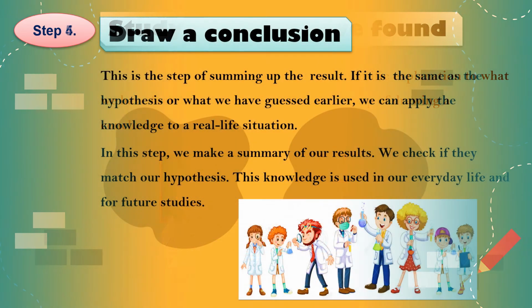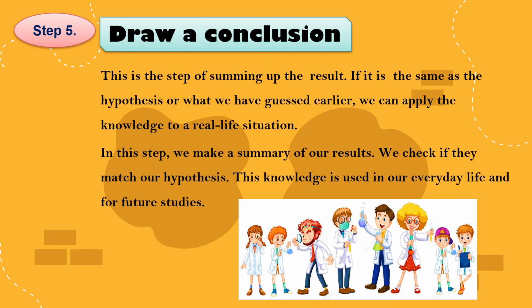And the last, draw a conclusion. This is the step of summing up the result, whether it is the same as the hypothesis or what we have guessed earlier. We can apply the knowledge to a real-life situation. In this step, we make a summary of our results. We check if they match our hypothesis. This knowledge is used in our everyday life and for future studies. Okay, that is the 5 steps of the scientific method.